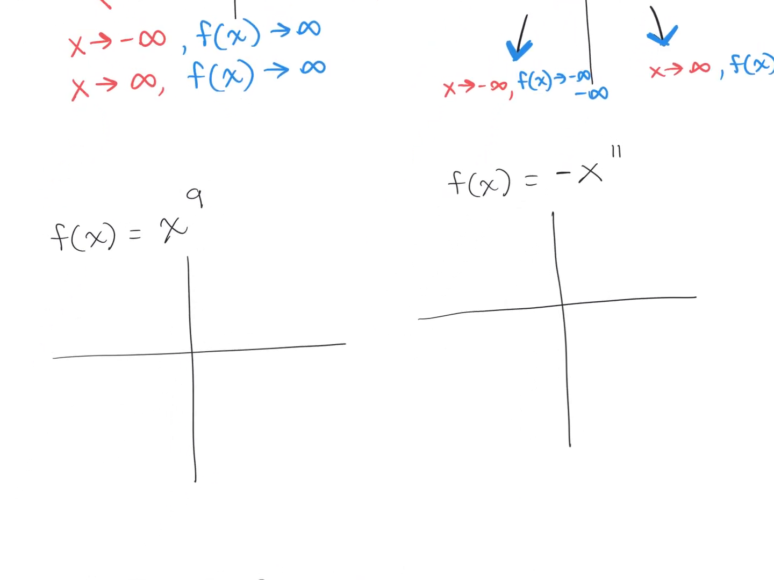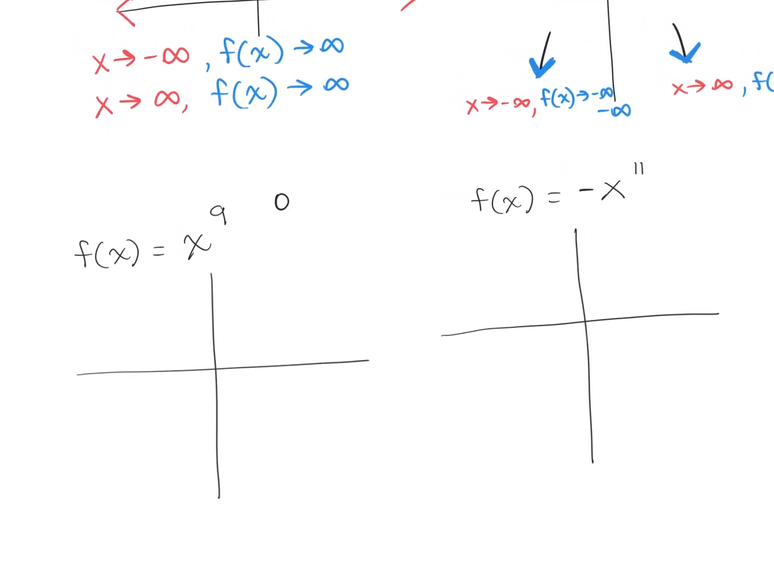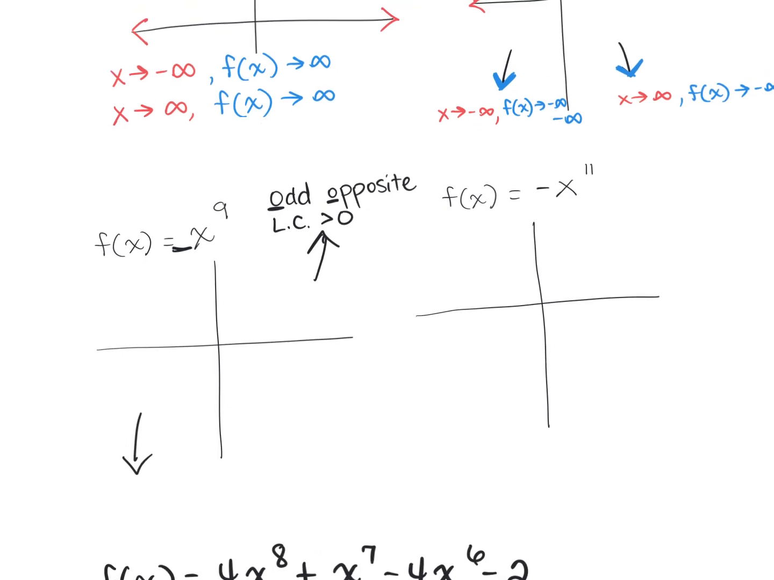All right, so these bottom two here, we are looking at an odd degree, so they go in opposite directions. That's easy to remember because they both start with O. Odd degree, opposite direction. And then my leading coefficient right here is a positive number. So this is very similar to the x cubed. So I know in the parent graph of x cubed that the left side goes down and the right side goes up.